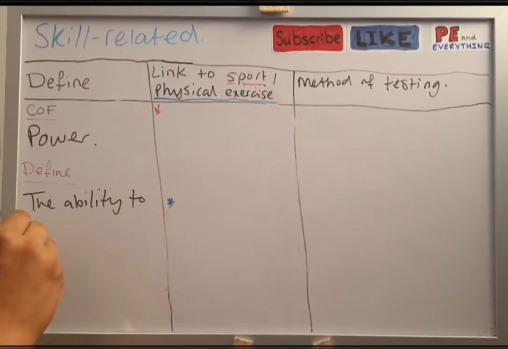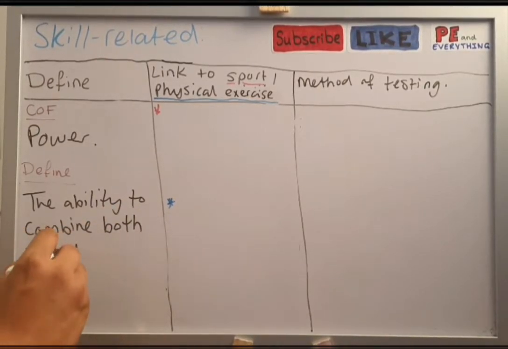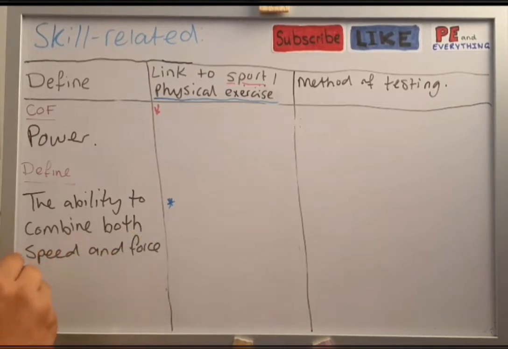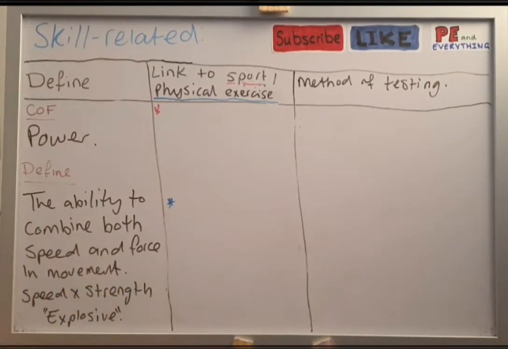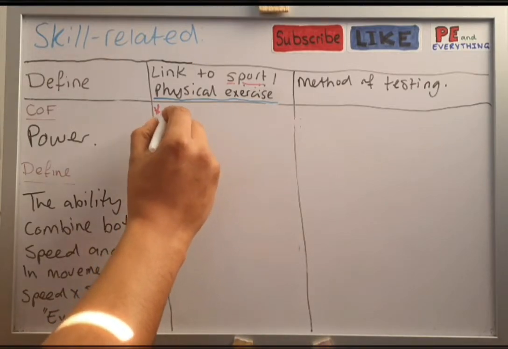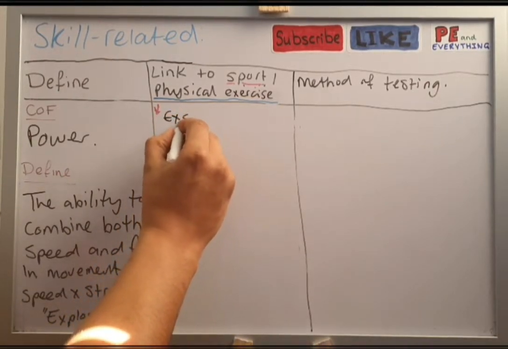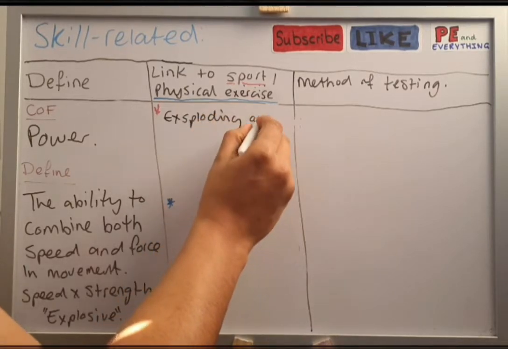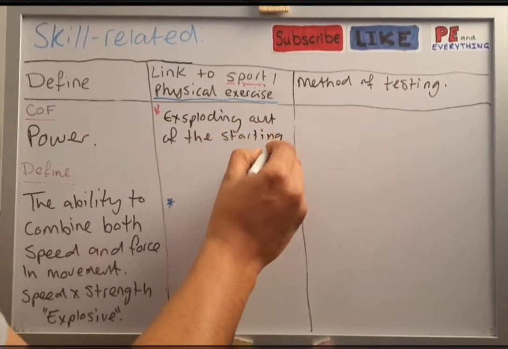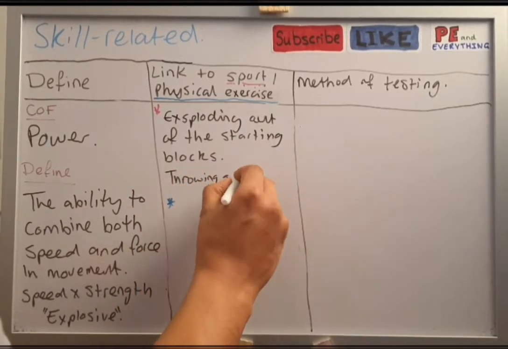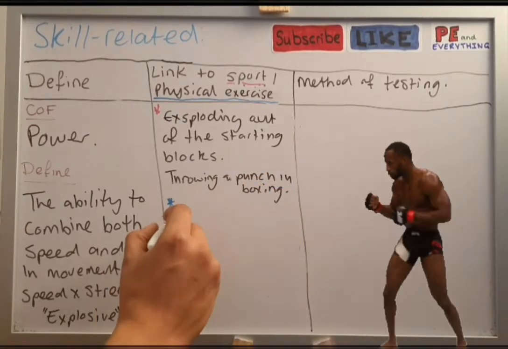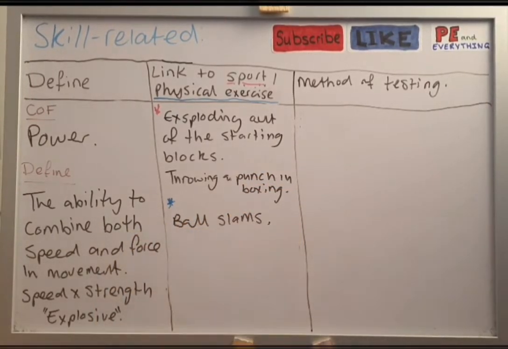Next on the list, we have power. The definition of power is the ability to combine both speed and force, so speed and force in a movement. The formula for this is speed times strength, and it's an explosive movement. When we think of explosive movements, linking it to sport, you could say someone exploding out of the starting blocks in a 100-meter sprint, or maybe even throwing a punch in boxing. That could be a good one for power.